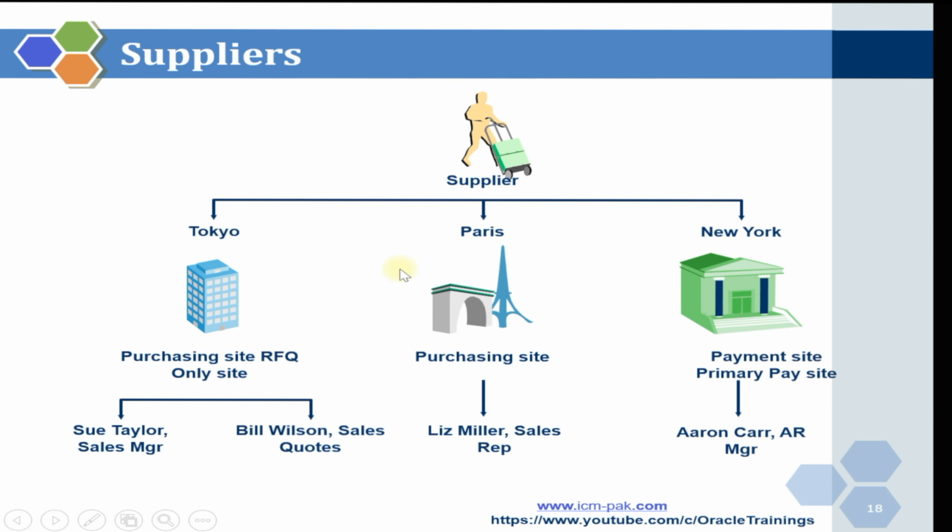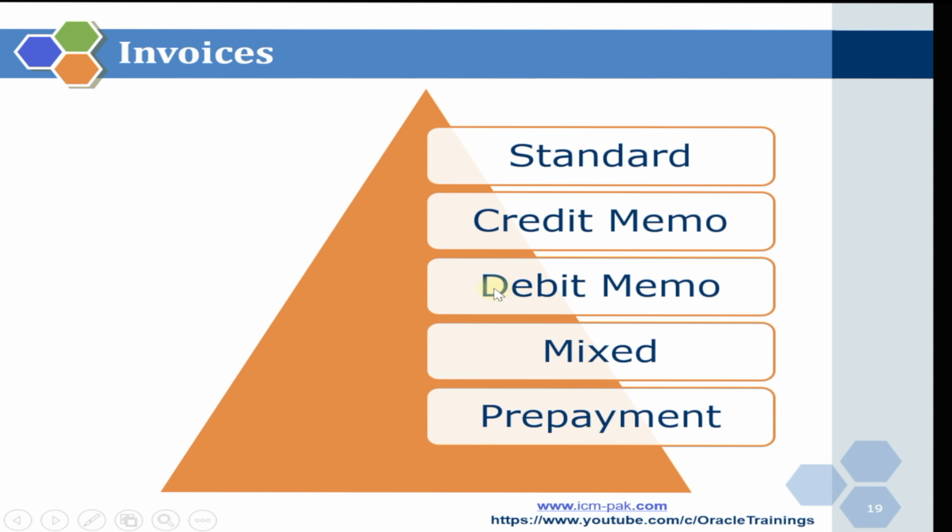So for one supplier there can be multiple sites, and for each site there can be multiple purposes, or multiple responsible persons to deal or communicate with. So that's the way Oracle maintains the supplier information. Now in the payables we deal with the invoices.